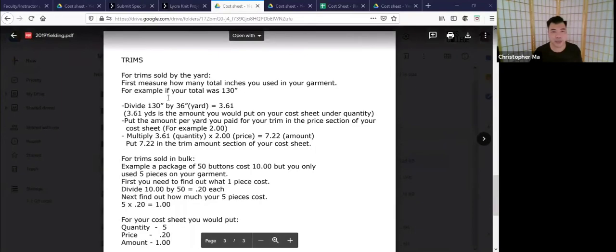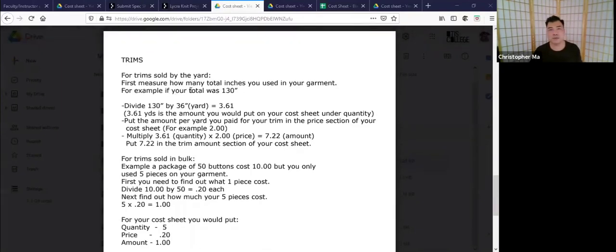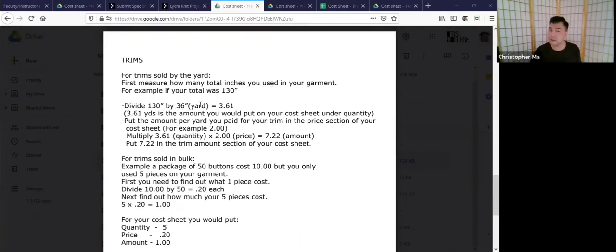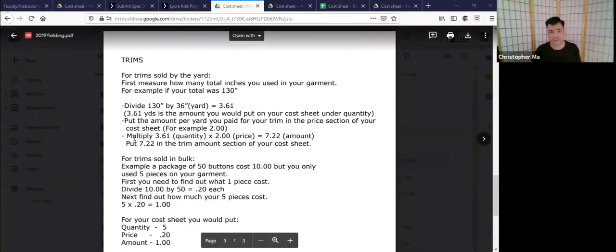So this is an example. If this particular trim takes 130 inches for this garment, then you divide 130 by 36, because there are 36 inches per yard. You get 3.61. That means you need 3.61 yards of this trim for the garment. That's what you will put as the yield.